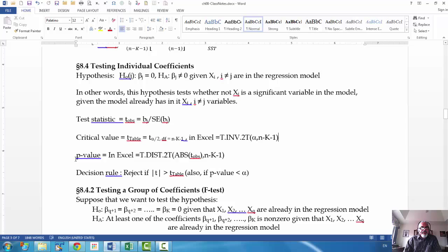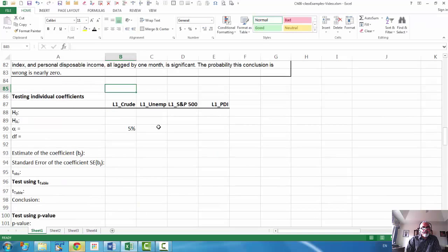Then we can do the p-value. In Excel, the function is T.DIST.2T, with ABS, the absolute value of the t, because sometimes the t value can be negative, sometimes positive. So we need to make sure that we supply the absolute value, and the degrees of freedom. Okay, so let's go to the Excel file and demonstrate this.